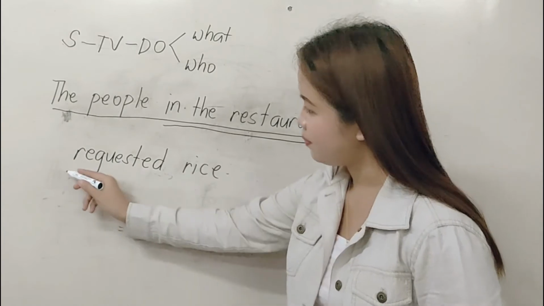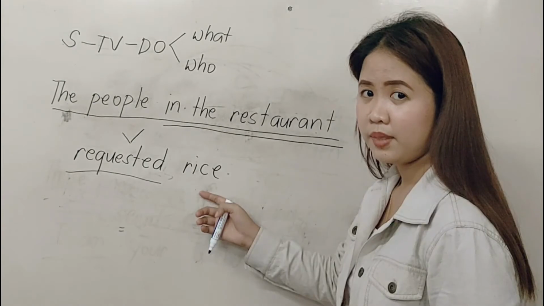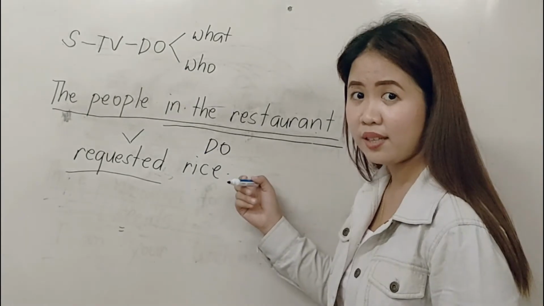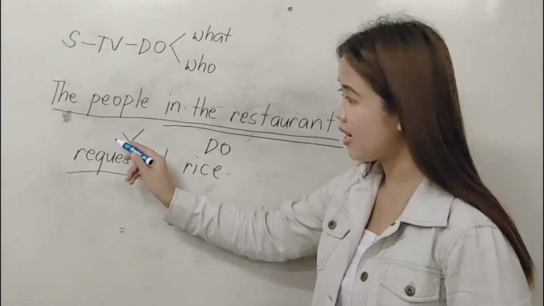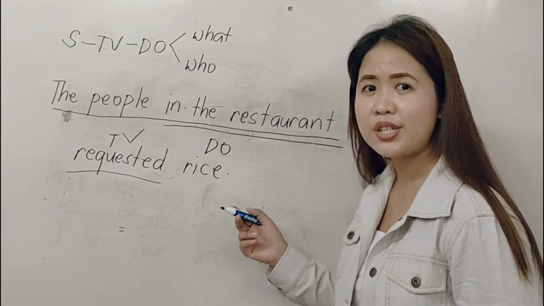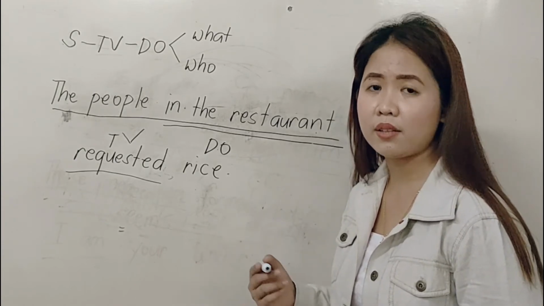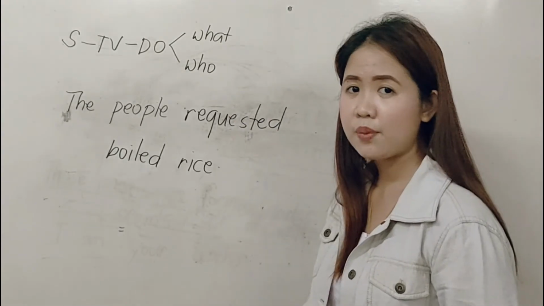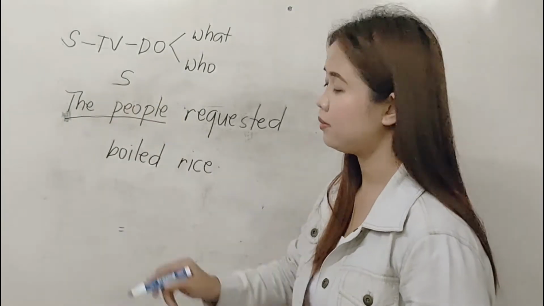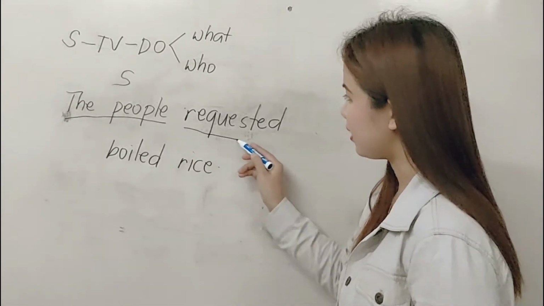What is the verb? Requested. This is considered a verb. This is, again, a direct object. If we have direct object, we will now have a transitive verb. The adding of the modifiers or prepositions, adverbs, will never affect the sentence pattern. Who is our subject? It's the people. What is the verb being performed? Requested.